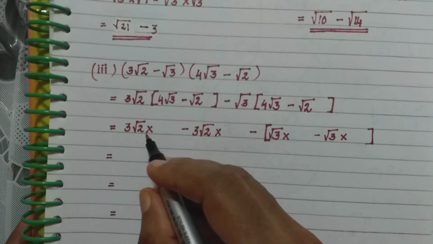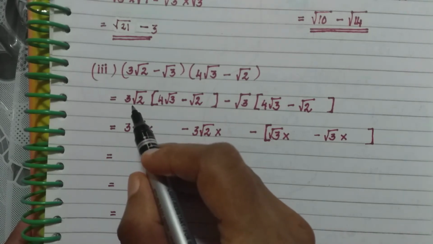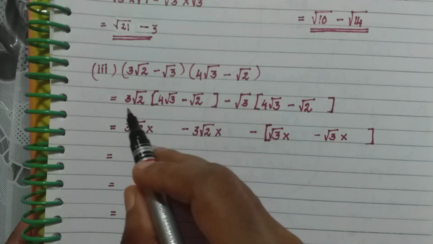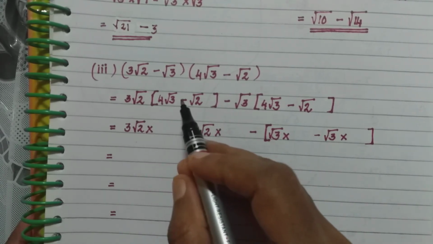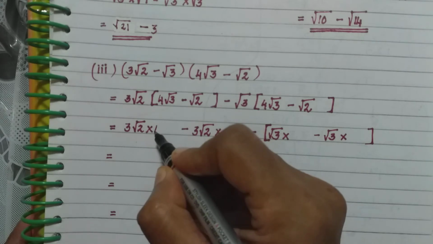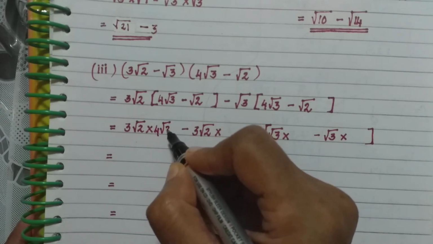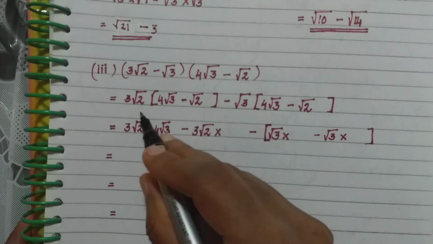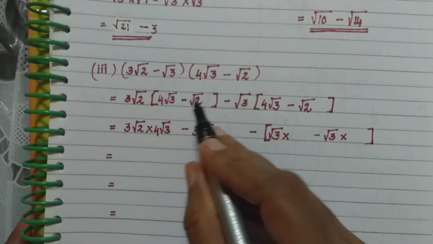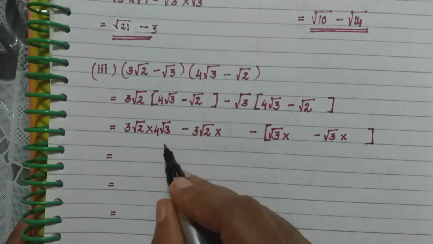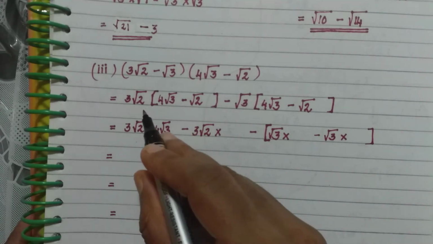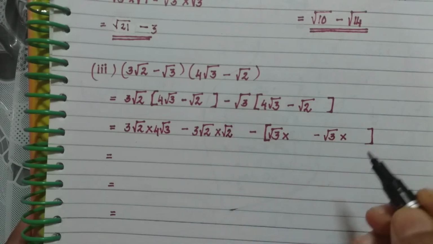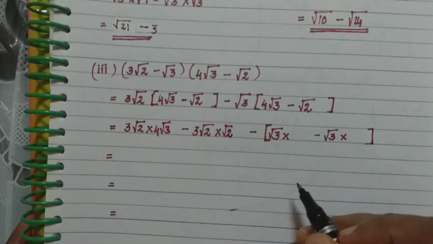So what happens now? This 3 root 2 has to be multiplied with both these terms. So it will be 3 root 2 into 4 root 3 minus again 3 root 2. This 3 root 2 is out. So 3 root 2 will multiply with both. It once multiplies with 4 root 3. Then it multiplies with root 2. Okay, now see the second part.